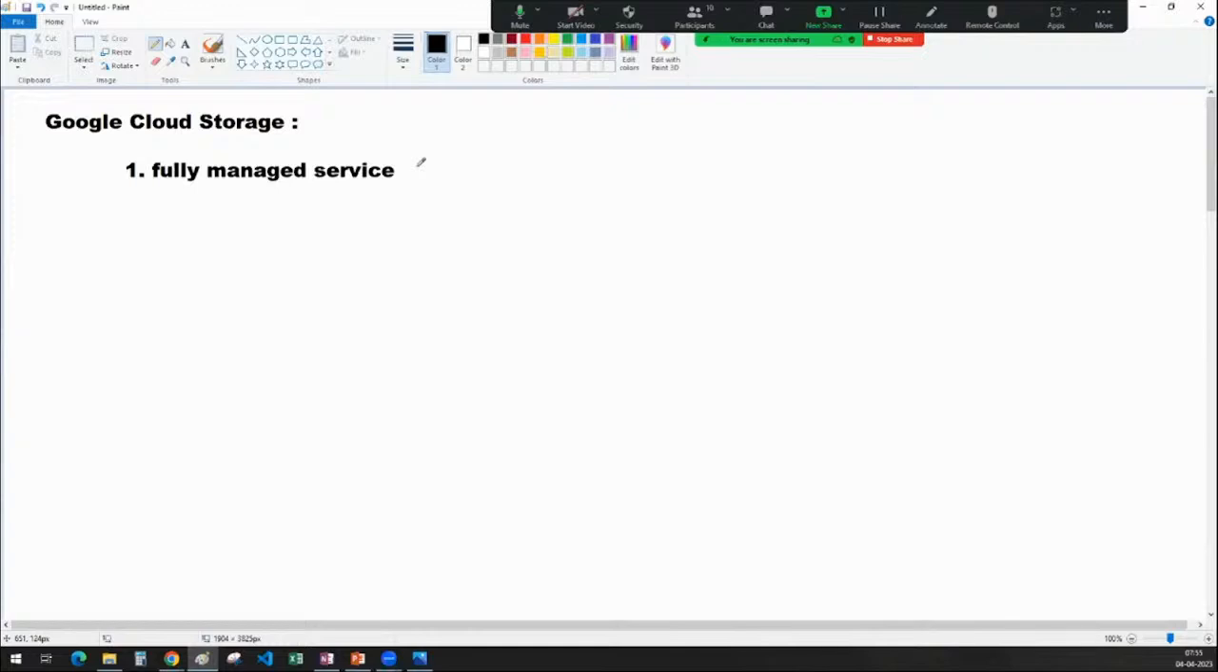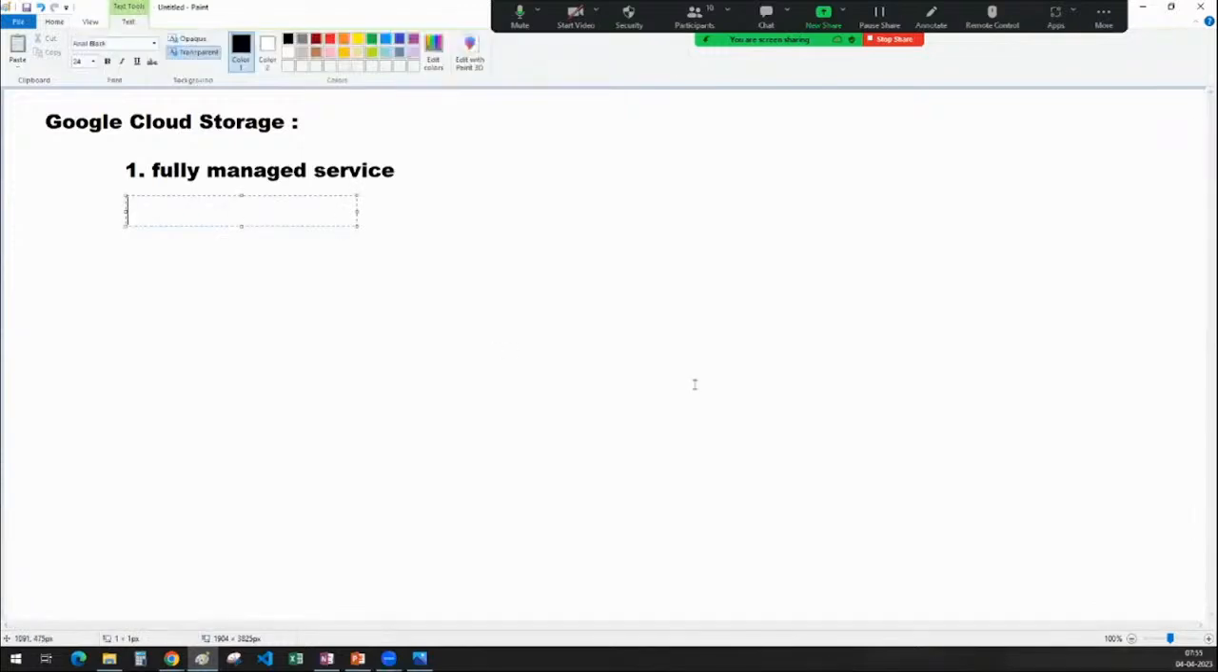Okay, what is meant by fully managed? All the resources as well as infrastructure will be taken care of by the GCP itself. So for that point, I have explained all the things, guys, because this terminology will come all the time. So that's the reason I have explained it here.